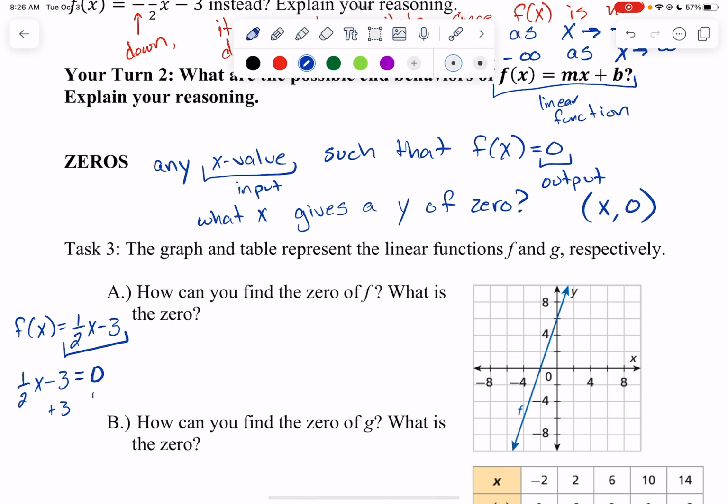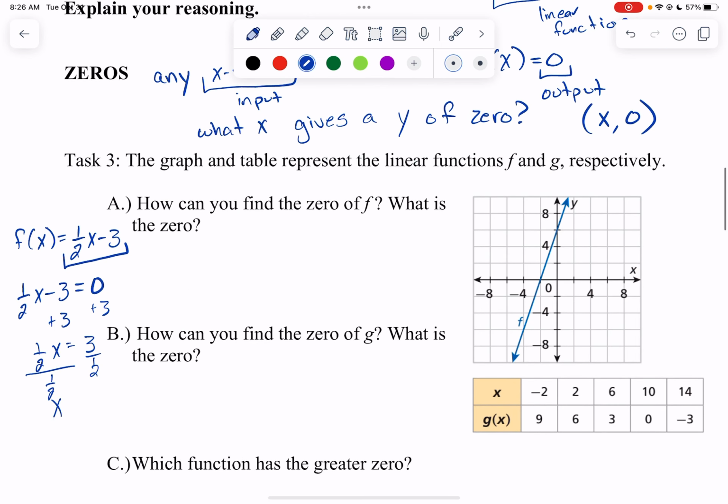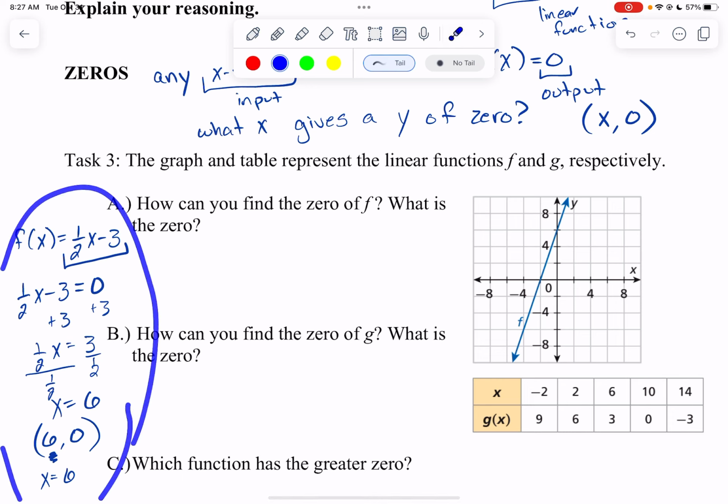So I add 3 to both sides, so I get 1/2 x equals 3. Then I divide both sides by 1/2. If I take 3 divided by 1/2, I get 6. So my input of 6 gives me an output of 0. So the 0 is the 6. X equals 6 is the 0 because it gives me an output of 0. What input gives me an output of 0? So if I'm given a function rule, this is how you do it.